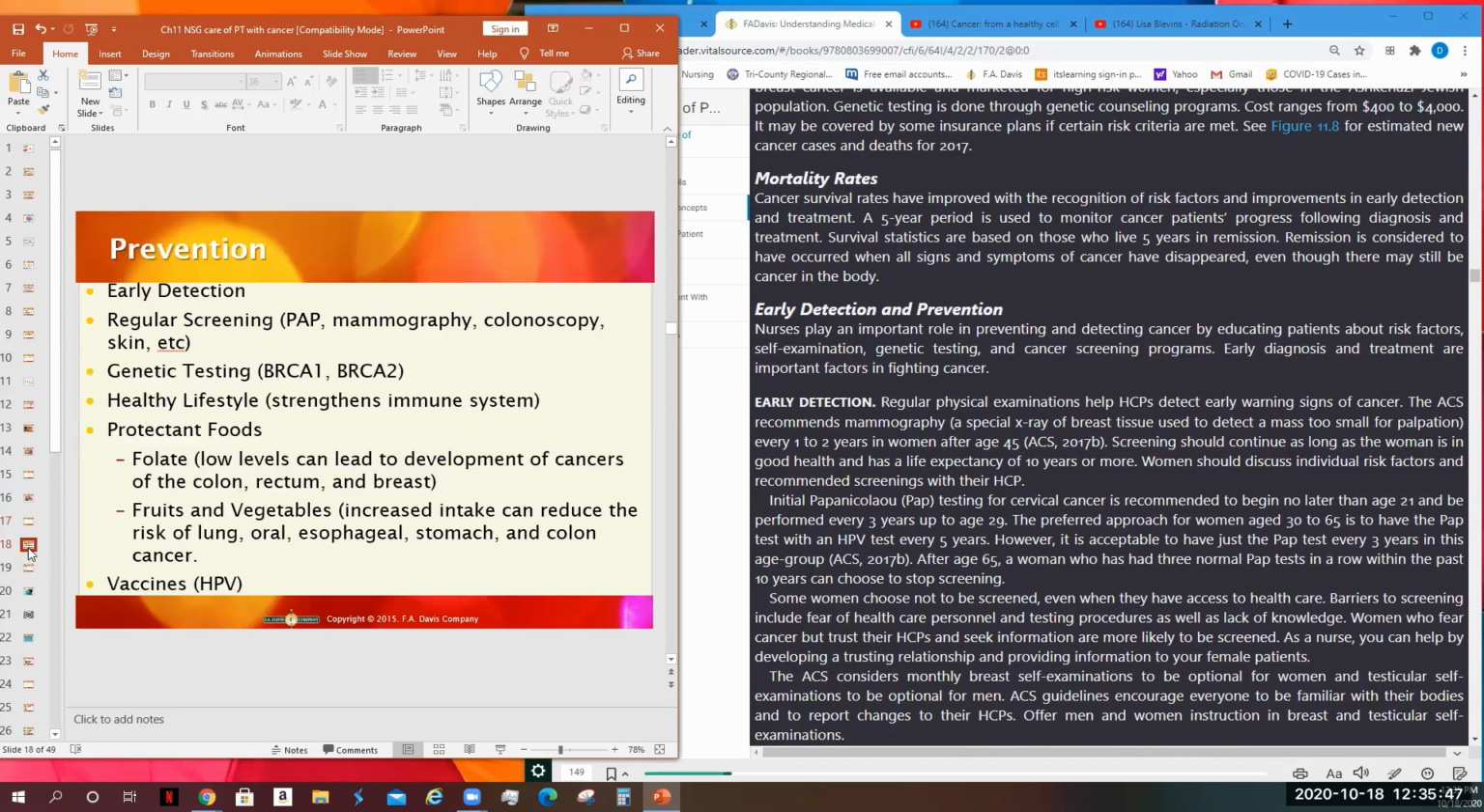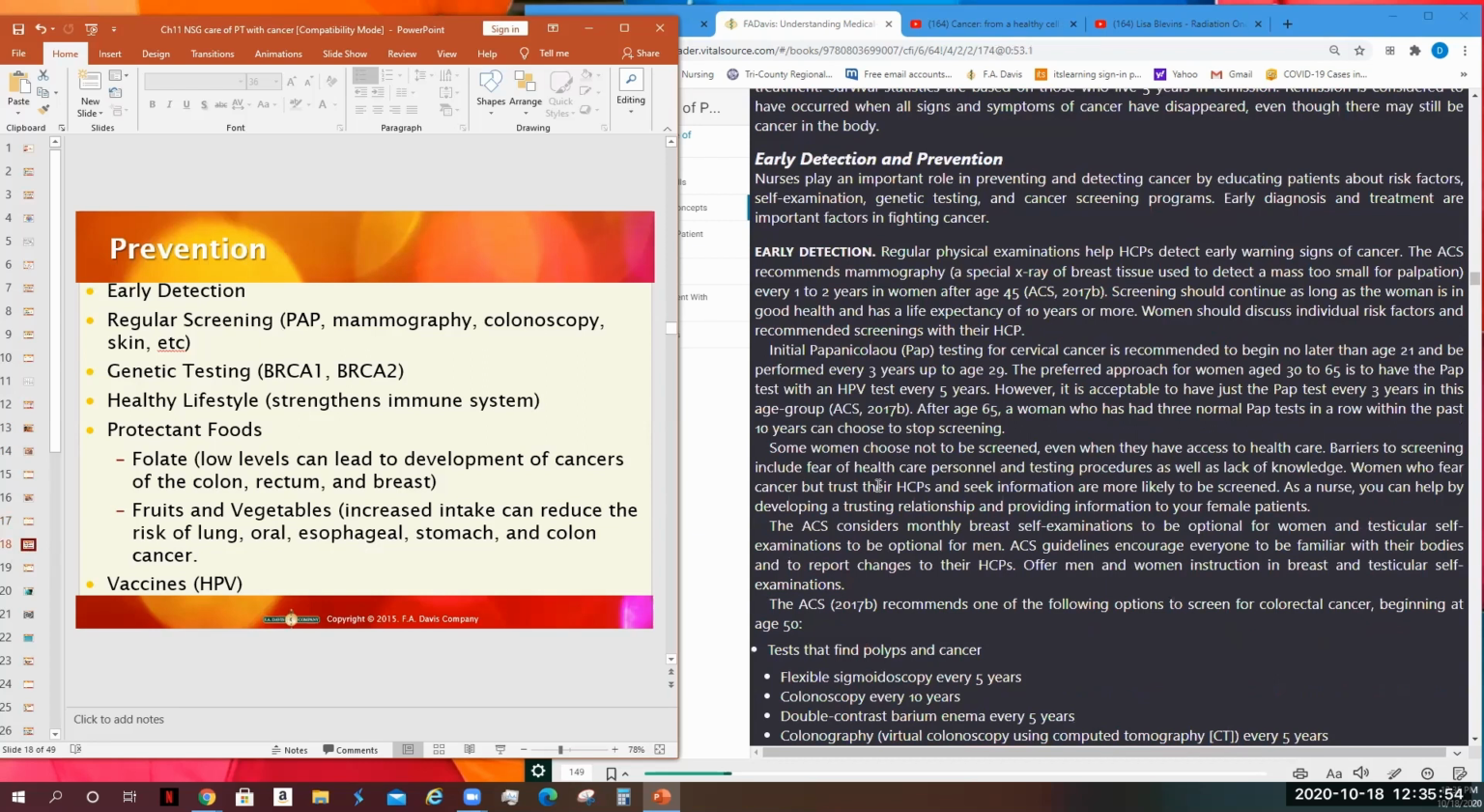Early detection and prevention. Nurses play an important role in preventing and detecting cancer by educating patients about risk factors, self-examination, genetic testing, and cancer screening programs. Early diagnosis and treatment are important factors in fighting cancer. Early detection. Regular physical examinations help HCPs detect early warning signs of cancer.